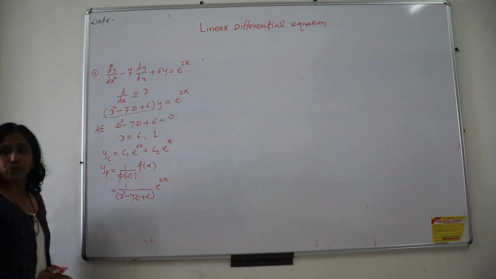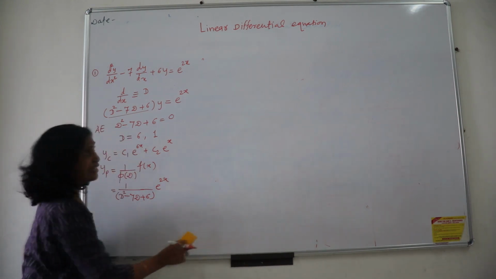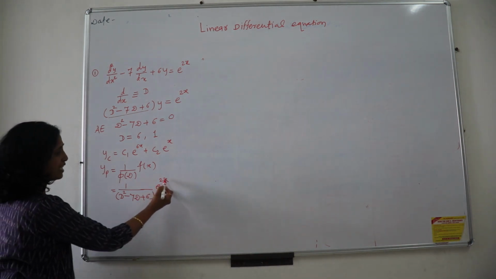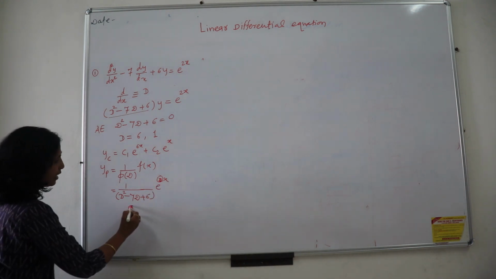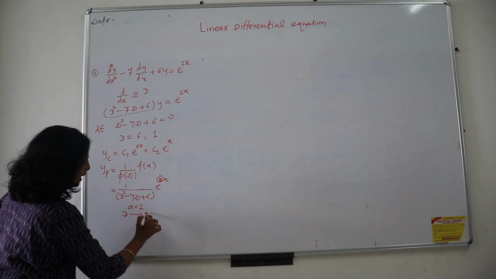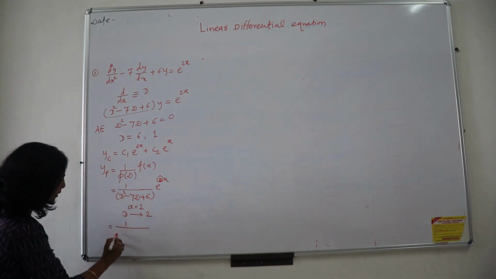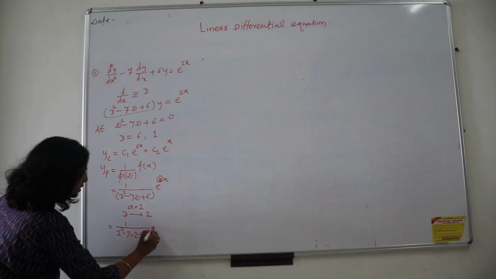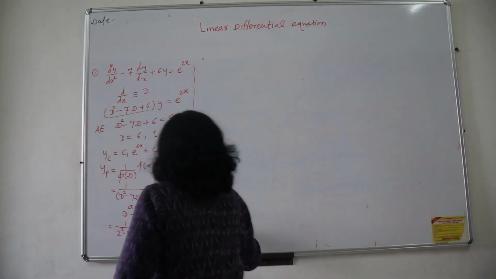Now you should know the formula before you continue with anything. You don't have to write down the formula, but you should remember it. Now what is the formula? For e raised to ax, the rule says that a is equal to 2, and then d is replaced by a, d is replaced by 2. So let me place it here. This will become 2 square minus 7 multiplied by 2 plus 6, and e raised to 2x will remain as it is.